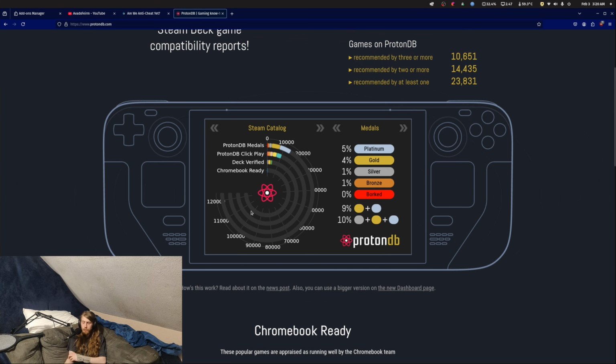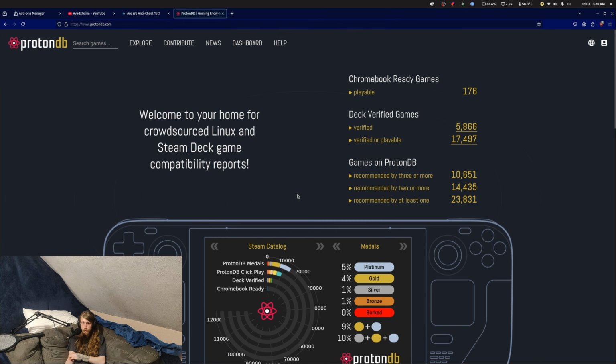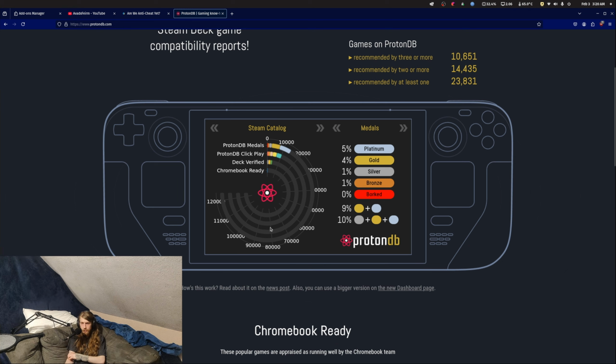So speaking about this, if there is enough interest, I'm kind of considering setting aside some money and purchasing some games that fall into this category in ProtonDB to check their support.